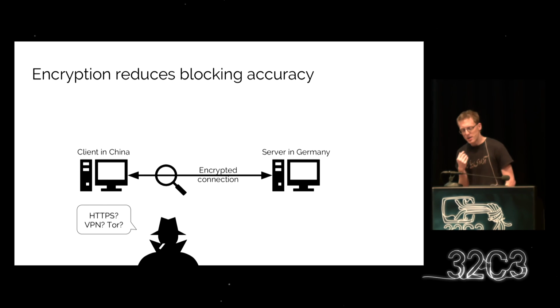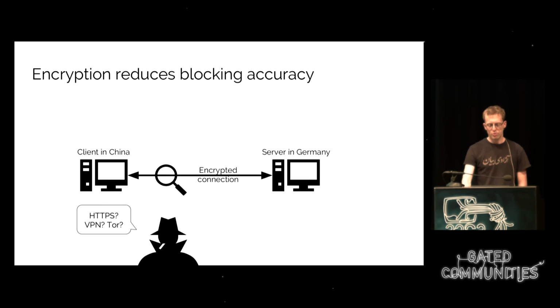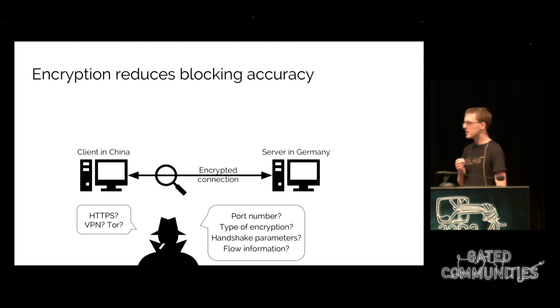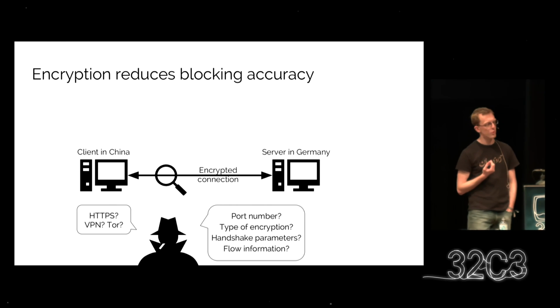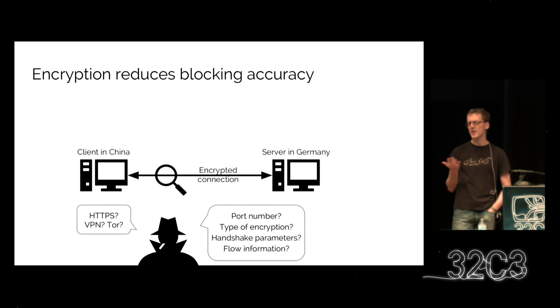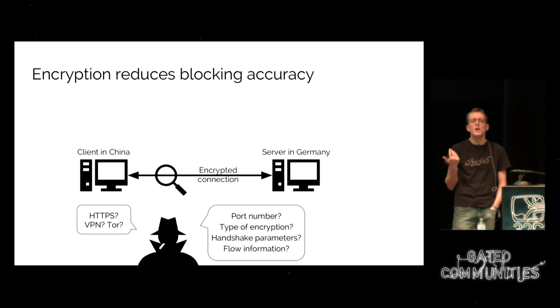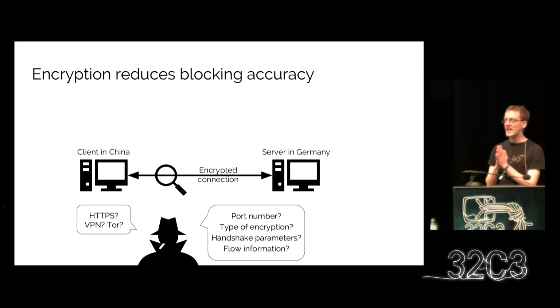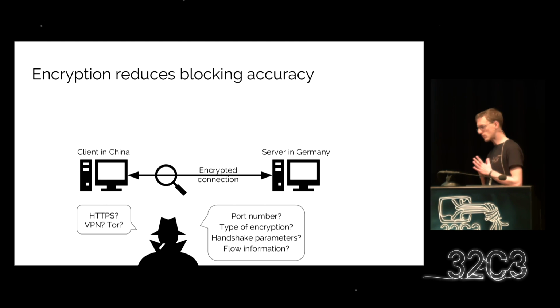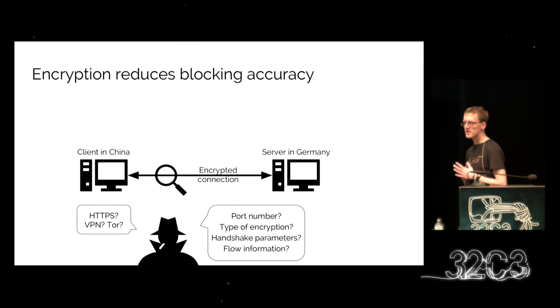And it's not entirely impossible to learn these things, since you can look at a bunch of things, right? The most obvious one being port numbers. If it's port 443, it's probably HTTPS. If it's 993, it might be IMAP-S, right? And you can also look at the type of encryption. A lot of protocols use TLS, right?